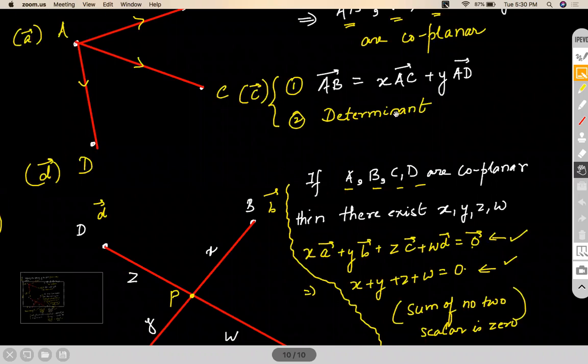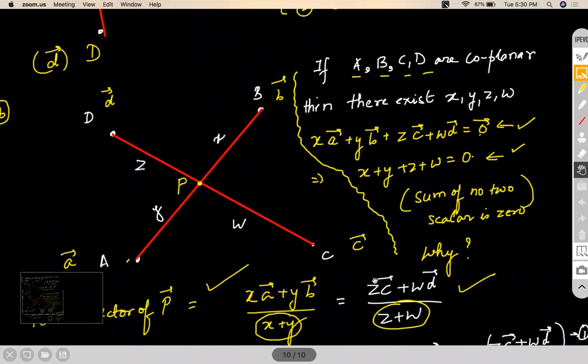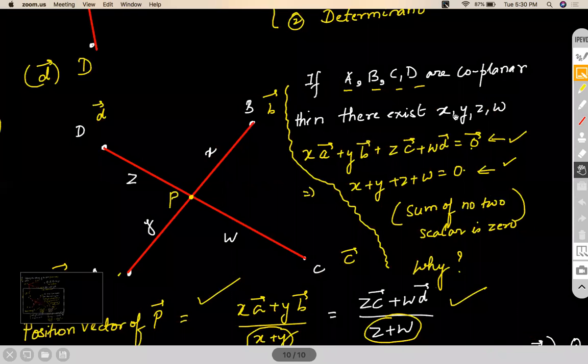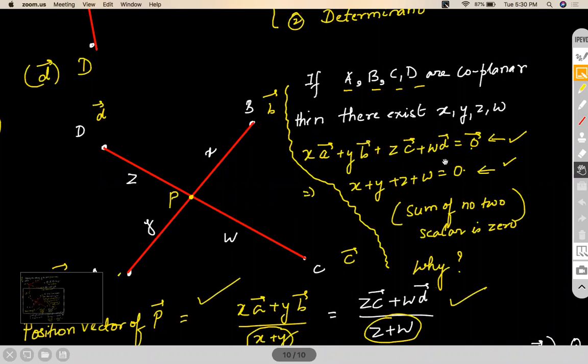I'm not denying it. But be aware of this method also, that if A, B, C, D, whose position vectors are given to you, are coplanar, then there would exist such scalar quantities where if you equate it to a null vector like this, then the sum of all of them should be 0 despite the sum of 2 not being 0.